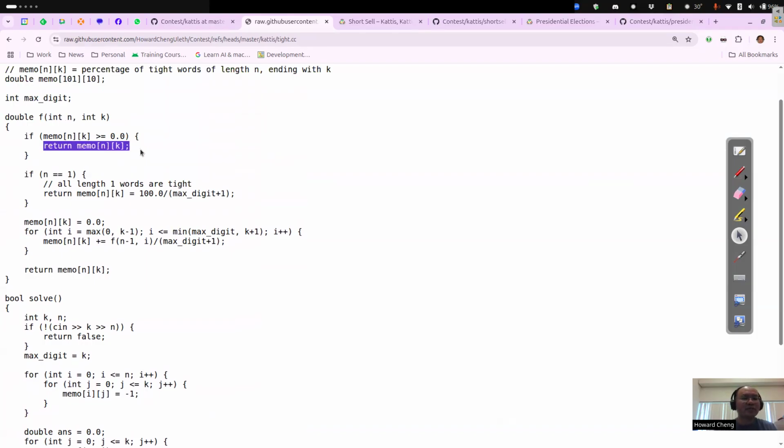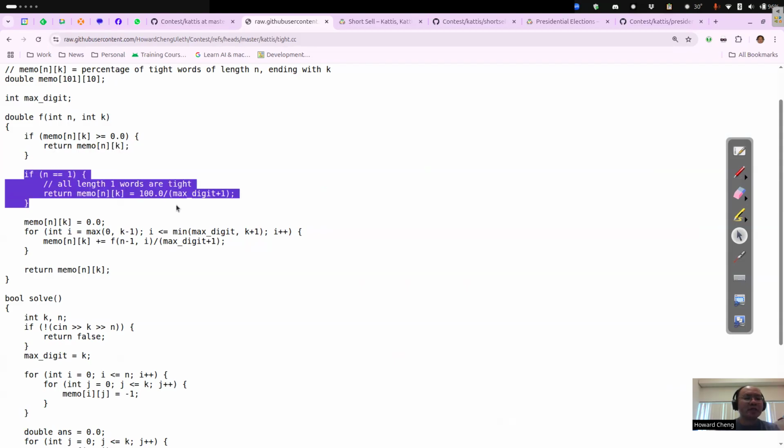So this is the key point of dynamic programming, in that this recursion, if you don't save the result that you have already computed, can take forever to run because you end up doing the same work over and over and over again. And we don't want that. So this is a trick. The first thing is to check, have I seen this before? If I have, just return. Then the base case, if n is 1, then the percentage is 100% divided by the k plus 1 that we talked about.